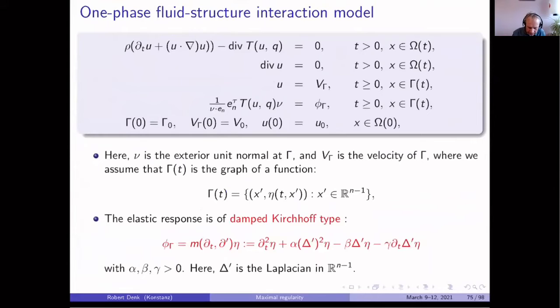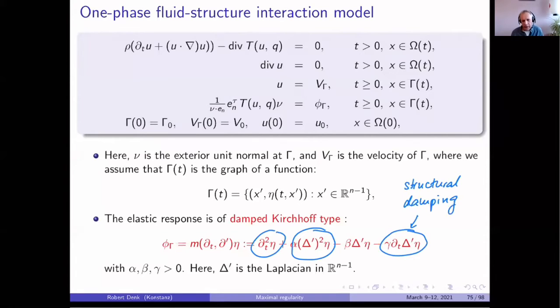And in the same way as Mats did in his talk, I assume that I have a Kirchhoff plate model. So I have here second order in time. I have here the typical bi-Laplacian, and in particular, I have here this strong damping, which is, by the way, also known, at least to me, as structural damping. And as was mentioned already, this damping term makes this plate equation a parabolic equation. So I am coupling the parabolic Navier-Stokes equation with a parabolic plate equation, and this is why we should expect maximal L^p regularity.